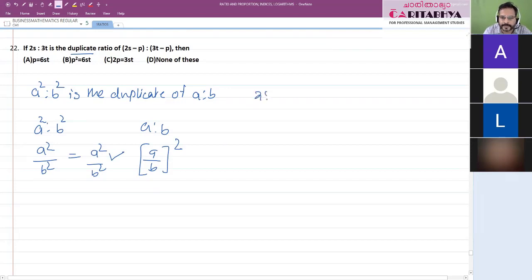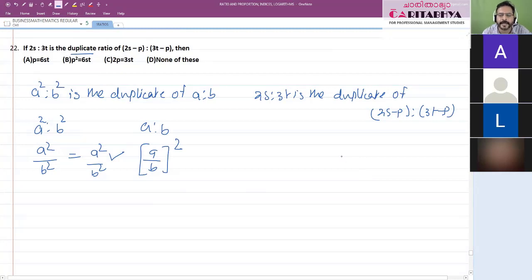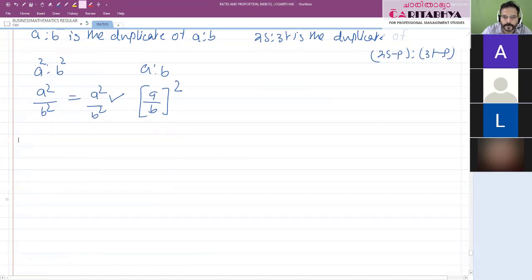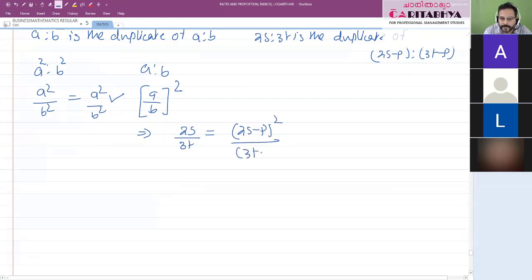So you put 2s is to 3t is the duplicate ratio of 2s minus p is to 3t minus p. So a ratio in a square, either in equity 2s is to 3t, 2s minus p is to 3t minus p the whole square. Here I'm going to get 2s minus p is to 3t. So that means 2s divided by 3t is equal to 2s minus p the whole square divided by 3t minus p the whole square.